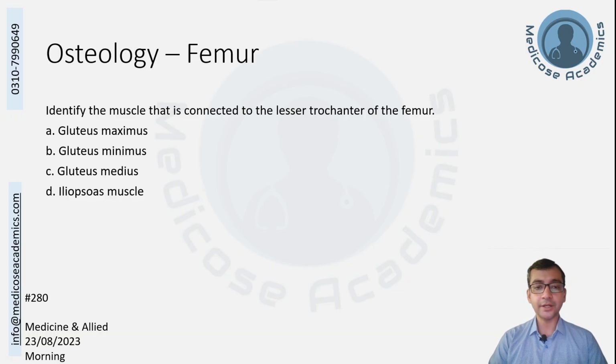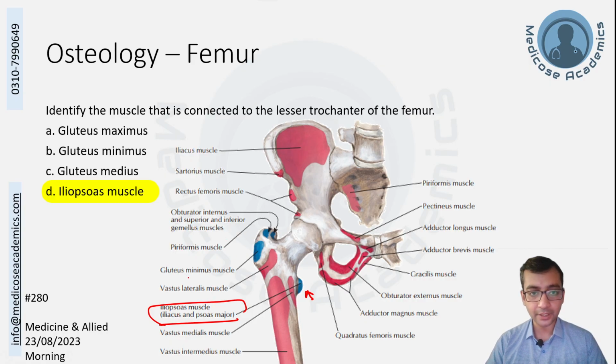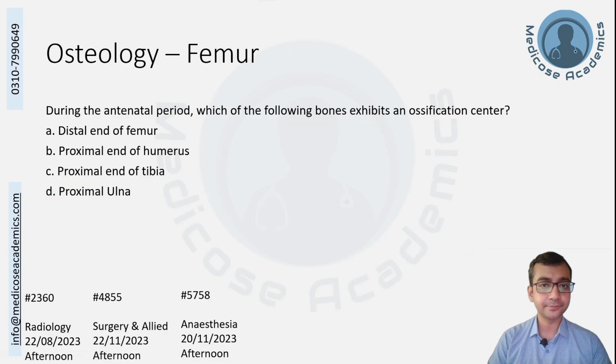Identify the muscle that is connected to the lesser trochanter of the femur. For this question, you need to know the attachments of the hip bone and the femur, and in this case the femur. You have been given the options of gluteus maximus, minimus, medius and iliopsoas. Here, as you can see in this picture, the lesser trochanter gives attachment to the iliopsoas. Gluteus medius and minimus are attached to the greater trochanter. It is shown here, gluteus minimus and gluteus medius on the lateral aspect, and the gluteus maximus is attached on the posterior aspect. There is a tubercle, the quadrate tubercle, that gives attachment to it.